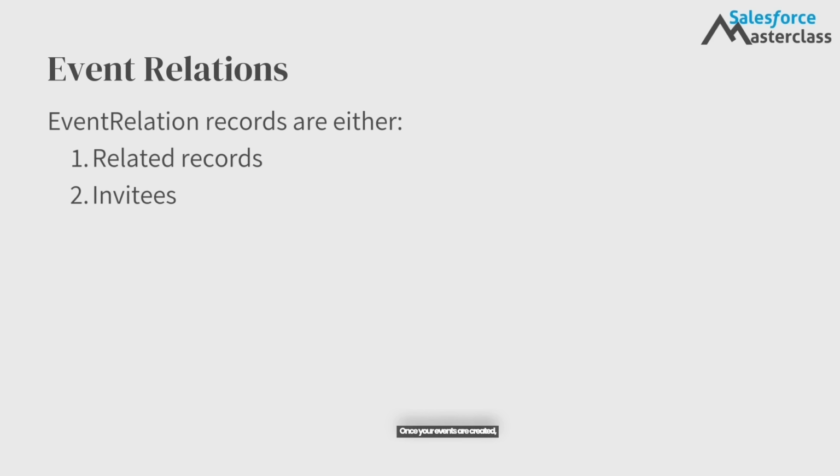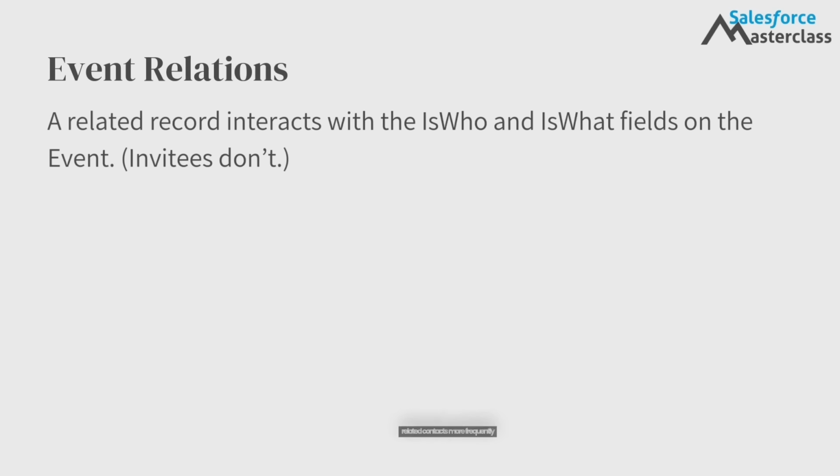Once your events are created, you can relate additional records to events using the event relations object. Each event relation record is either a related record or an invitee. We'll be tasked with inserting related contacts more frequently than invitees, so let's dig in here first, and then we'll come back to invitees. A related record interacts with the is who and is what fields on the event.